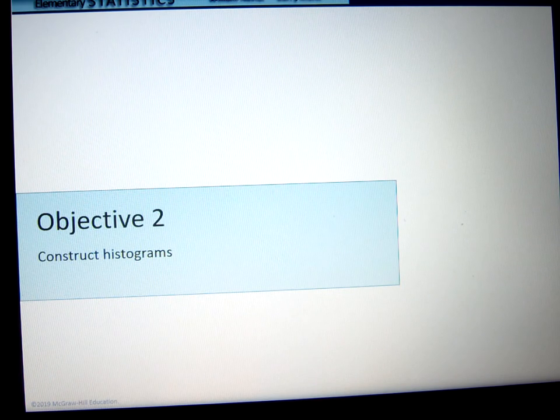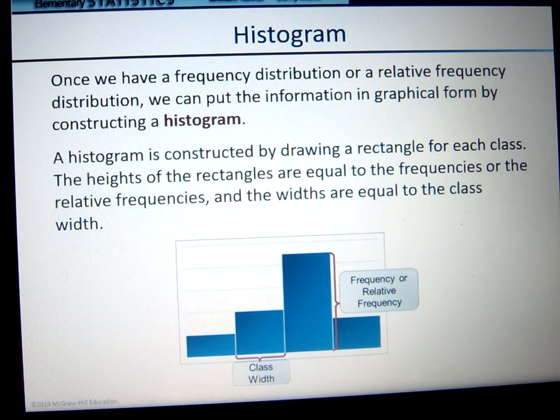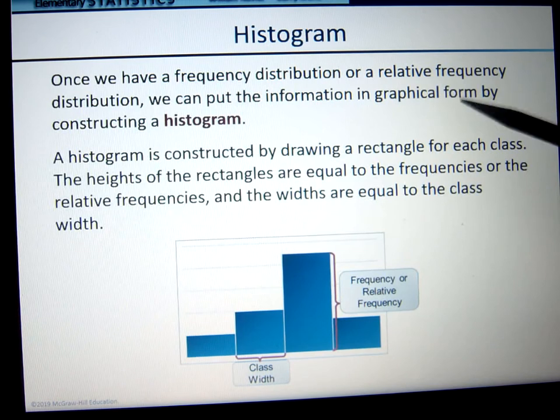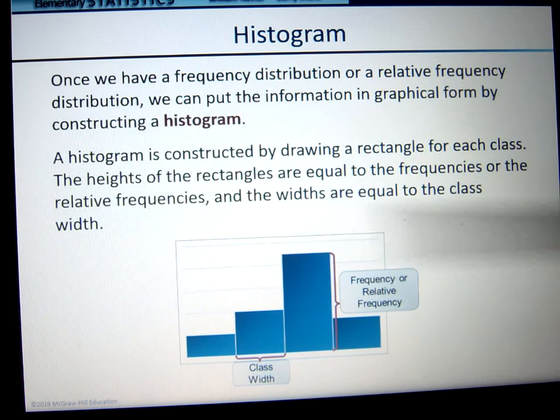Once we do that, we are now ready to construct the histogram. So we have the frequency distributions, or as we say, the relative frequency distribution. We can put the information in a graphical form by constructing this histogram. Notice the difference between a histogram and a bar graph.